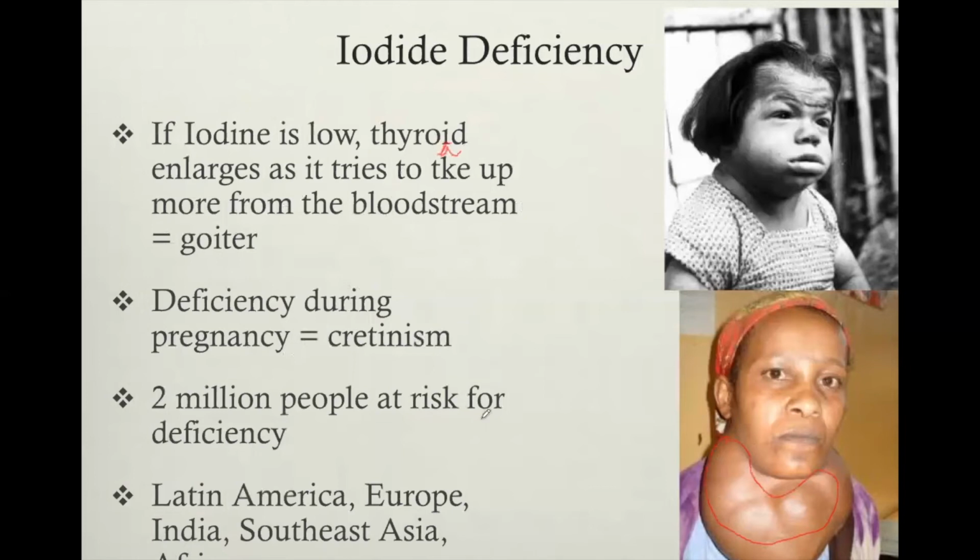If somebody is deficient during pregnancy, then it can lead to something called cretinism in the baby, and this would be a baby who has short stature, as well as some facial abnormalities, as well as some developmental delays. This is a relatively common deficiency globally, and it's estimated that over 2 million people are affected, with iodine deficiency still being common in some of these countries listed here at the bottom.